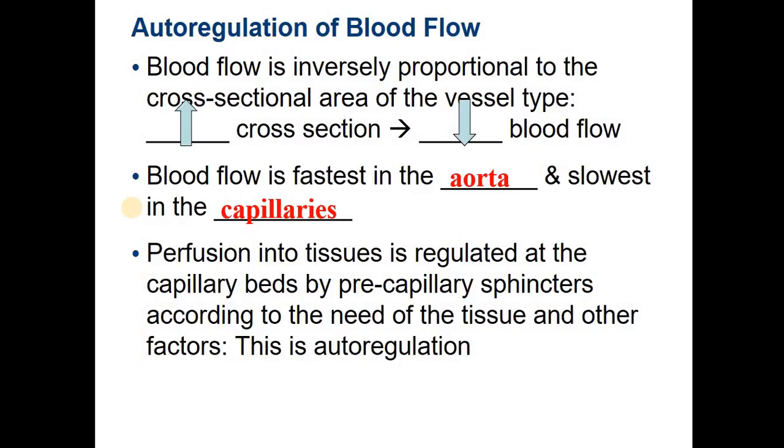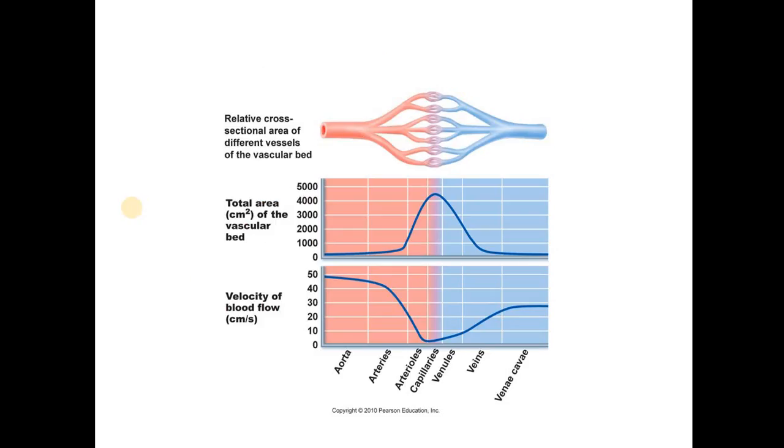Perfusion in the tissues is regulated at the capillary beds by those precapillary sphincters that can close and shut based on the need. If it's not needed, then those sphincters will close off, and that will let blood increase its flow to another area where it's needed. This is called autoregulation. So here's a visual to give you an idea of that.